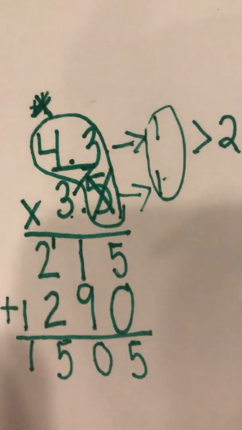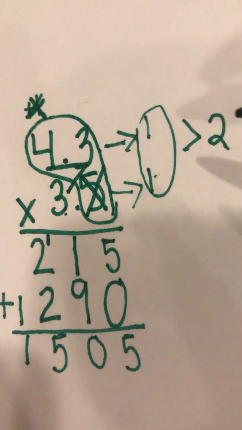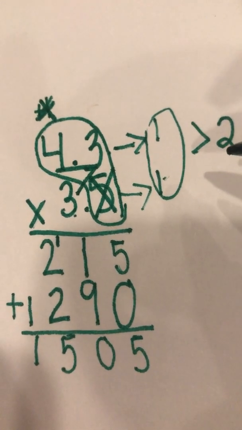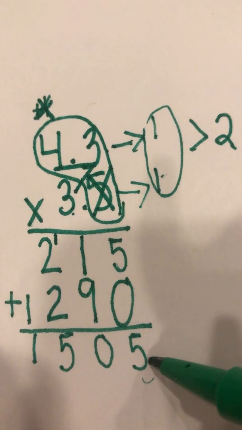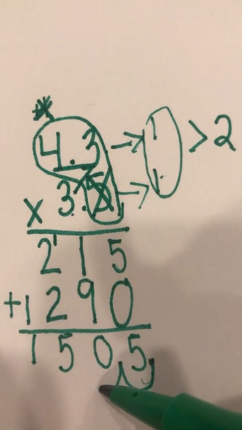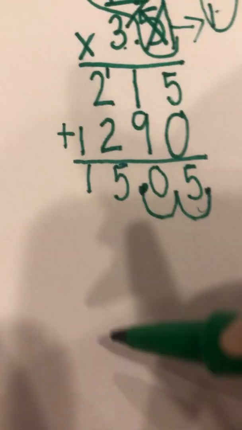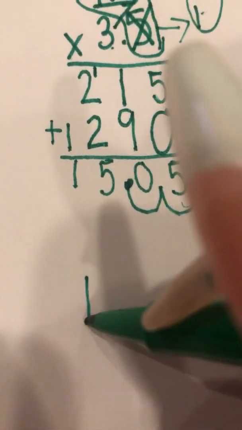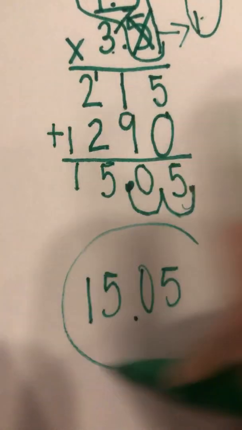Last and final step, we have to bring in our decimal. Where is your decimal? This number right here tells you to move your decimal 2 times. So start from the back. And I'm going to move 2 times. 1 and 2. Put a decimal in between the 5 and the 0. Our final answer, when we write this over neatly, is going to be 15.05. Wow.